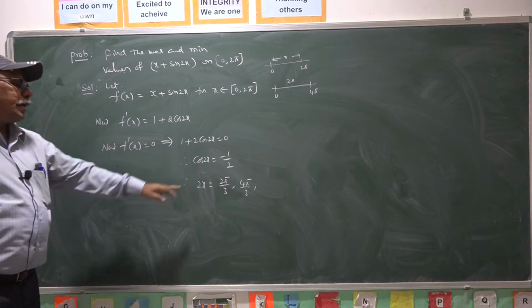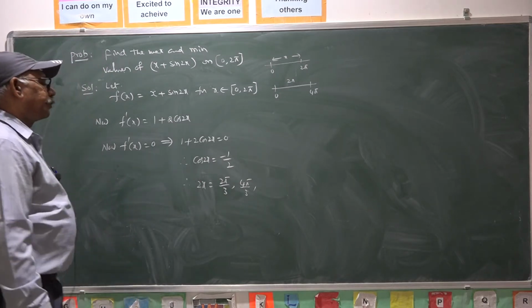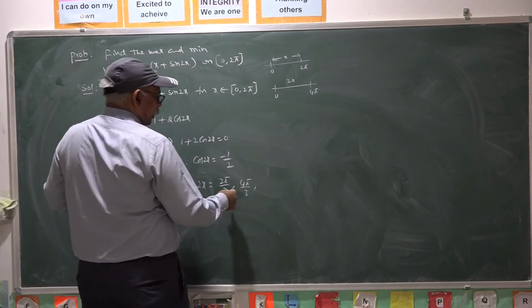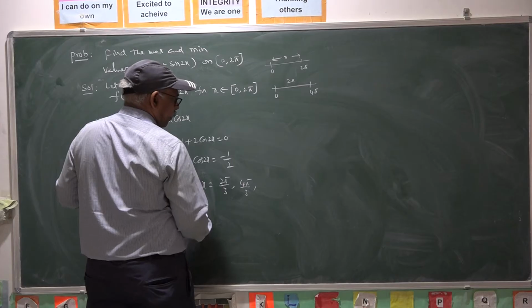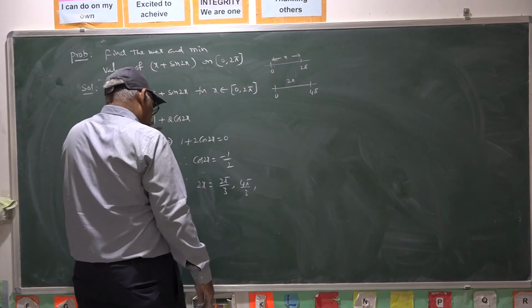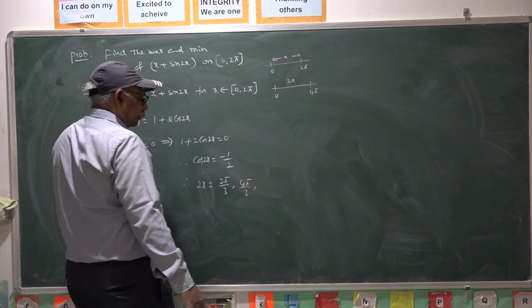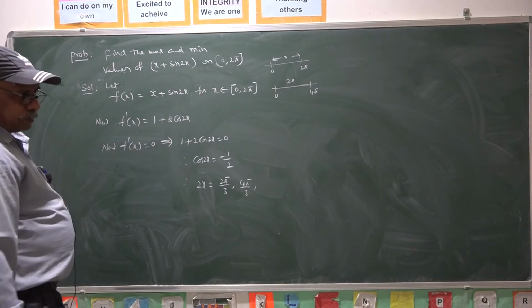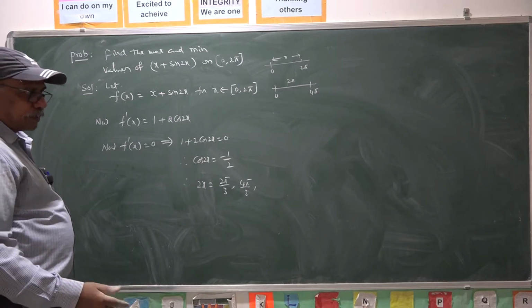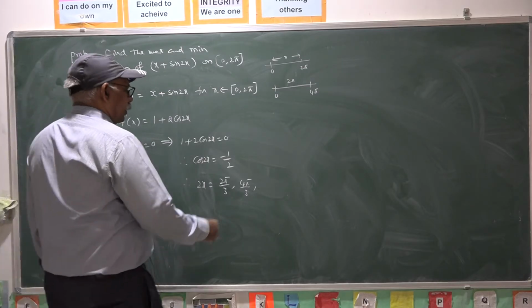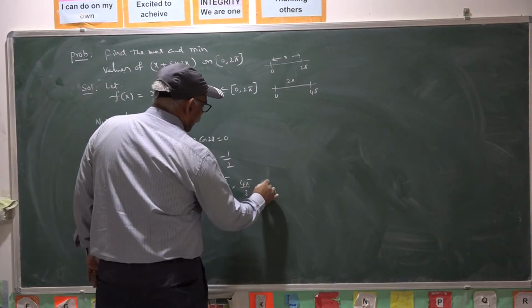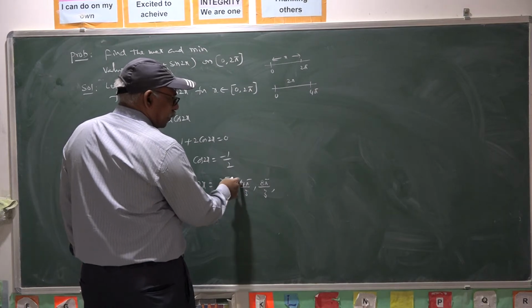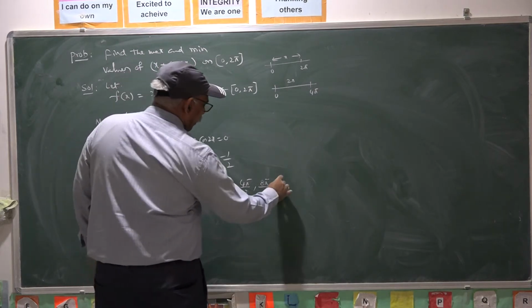Adding 2 pi to these values, 6 pi. 2 pi by 3 is more than pi. 2 pi plus 120 means 2 pi plus 2 pi by 3, that is 8 pi by 3. And adding 2 pi here, 6 plus 4, 10 pi by 3.